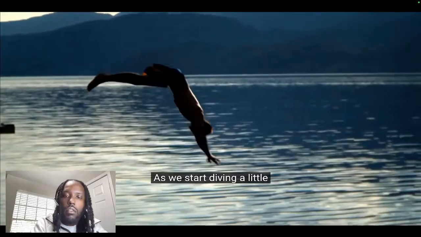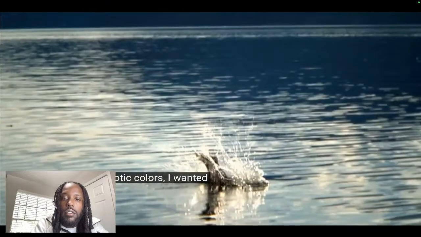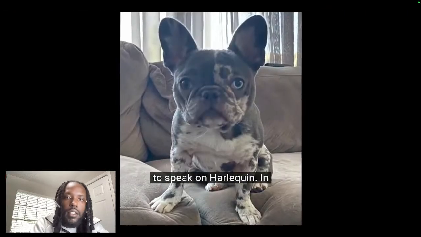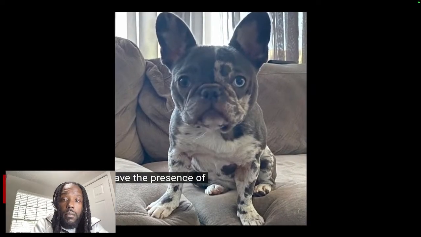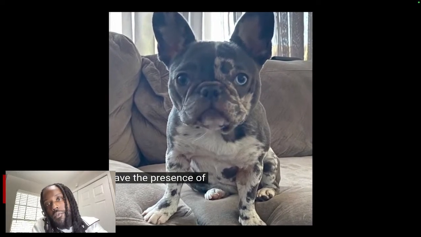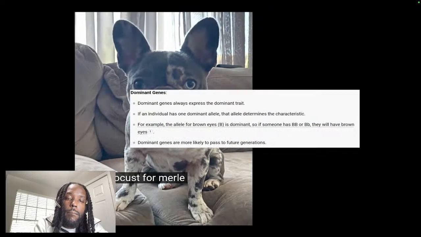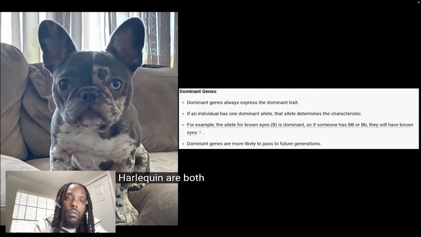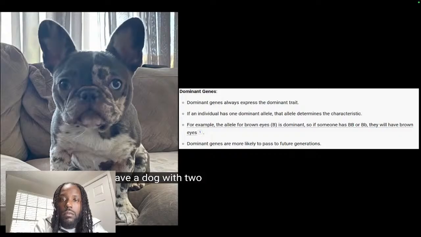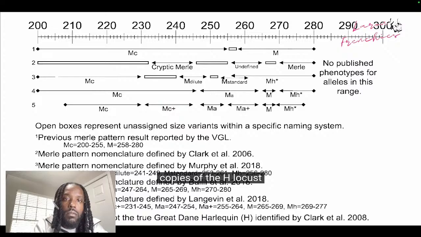As we start diving a little bit into our more exotic colors, I wanted to speak on Harlequin. In order for a dog to be considered Harlequin, it must have the presence of Merle as well as the H locus. Both the M locus for Merle and the H locus for Harlequin are dominant genes, meaning it only takes one copy of each to express physically in the dog. Just like Merle, you cannot have a dog with two copies of the H locus, as any puppy that would express this would not be alive.